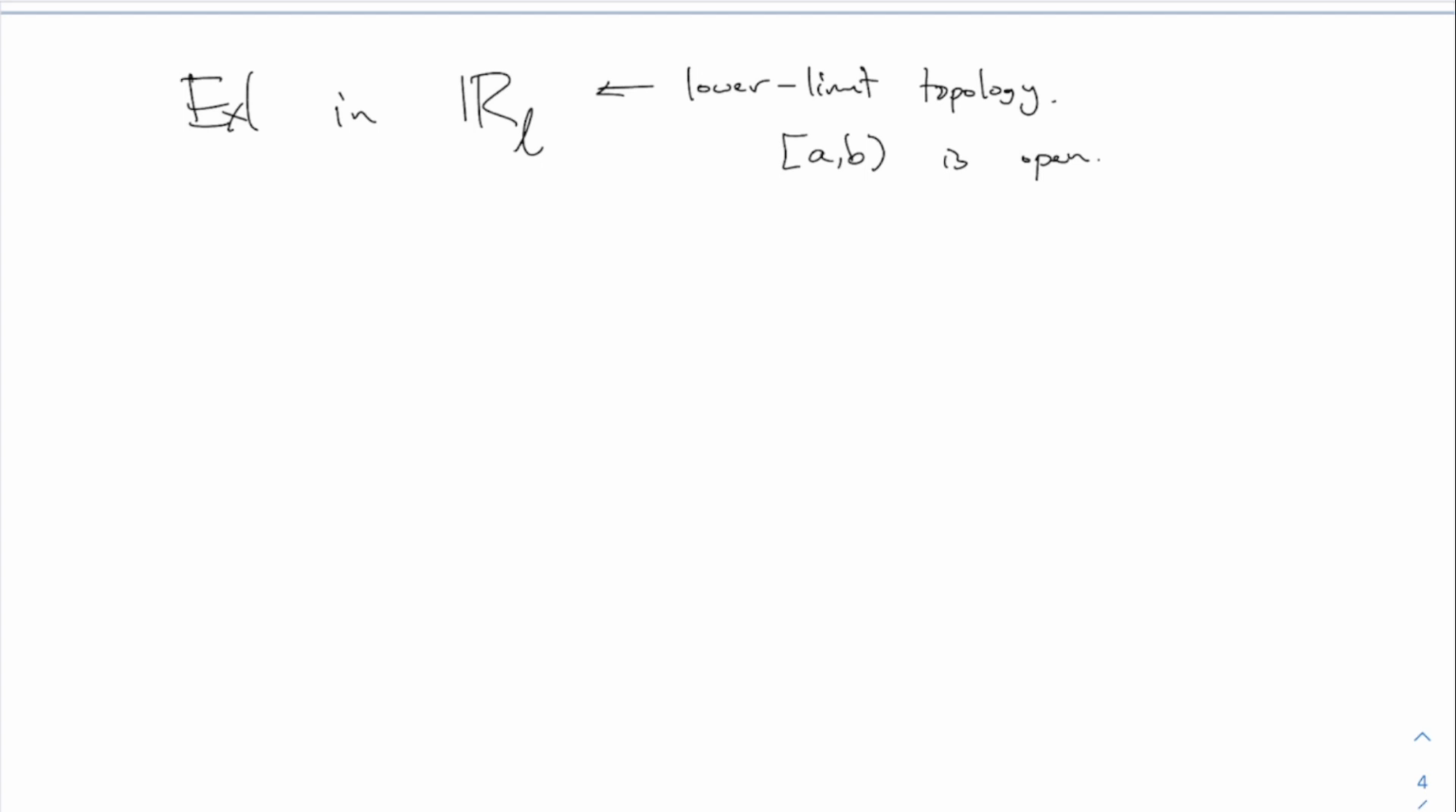When you use the lower limit topology, everything looks different, or at least some things look different. So in the lower limit topology, let's talk about the interval from 0 to 1 like that. Let's call that A. And I want to know, what's the interior of that? What's the closure of that? Let's discuss. One of those is easy to answer. The other requires some thought. What about the interior of that? Anybody feel like you know what the interior is?